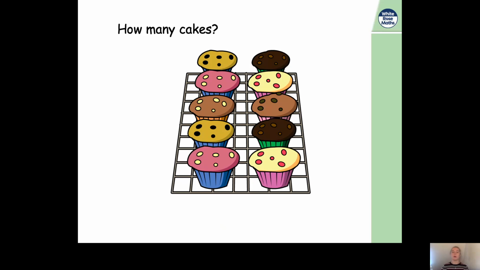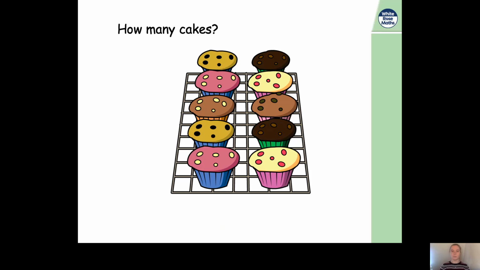Now this one, I would like you to pause the video and think about the columns first and then the rows, both of them together, okay? Have a good think about this and think of the addition and the multiplication number sentences. Okay, let's see if you're right.